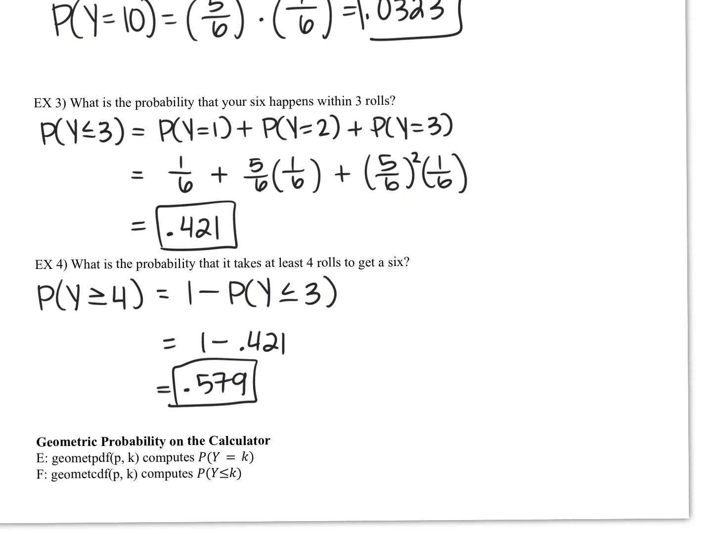So at the bottom here are where you can find the geometPDF and the geometCDF on your calculator. Again, to get to this feature, you'll do second vars. Now, if it's not E or F on your calculator, if it's something else, please change the letters to match your calculator. But just like with the binomial distribution, geometPDF only does the probability of y equaling a specific value k, and geometCDF only does the probability of y less than or equal to some value k, just like with the binomial.